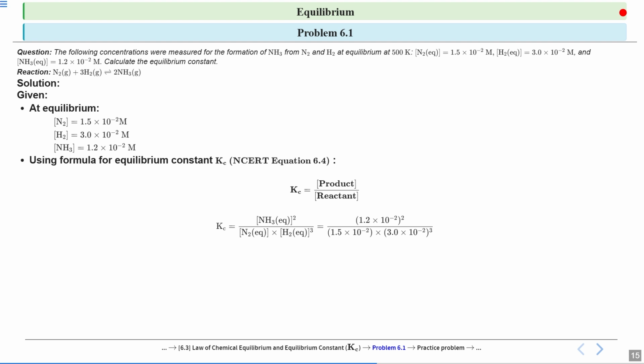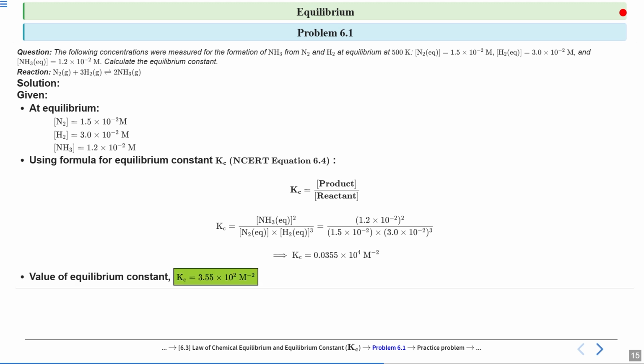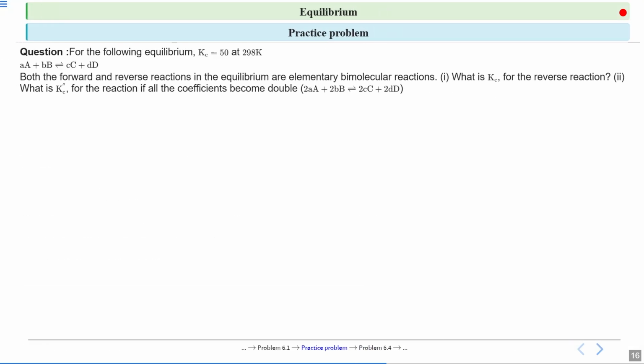Similarly, the concentration of ammonia is being squared here because the coefficient of ammonia in the balanced chemical equation is 2. If you put the values further, then you will get your Kc value as 0.0355 × 10^4 mol^-2, which is your final value for the equilibrium constant. I hope you got the point. It's very easy to solve. Just try this by yourself again. Moving on to the next question.